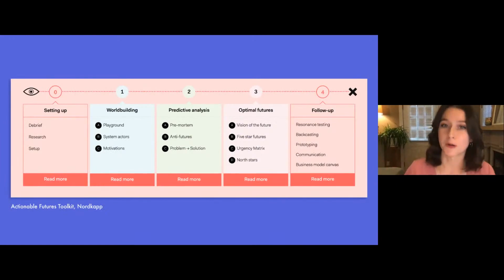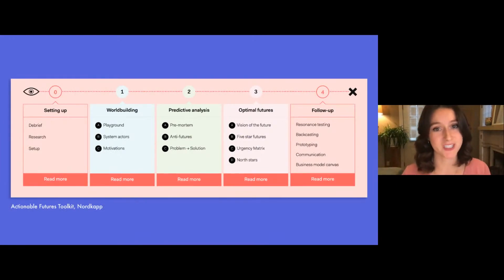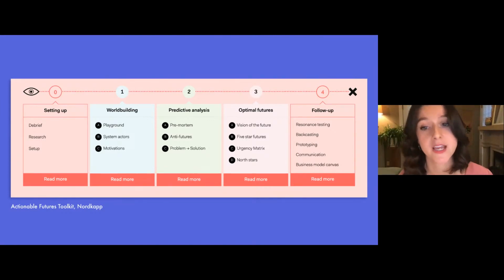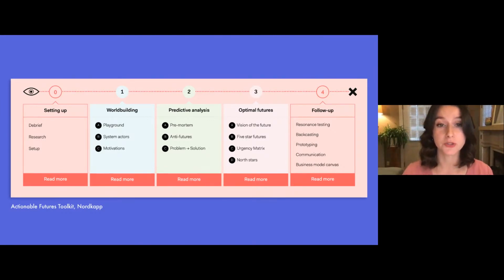So, want to run your own speculative design workshop on your team? There are a bunch of great toolkits out there. One of my personal favorites is this Actionable Futures Toolkit by the Nordcap Consulting Group. And they lay out a bunch of great exercises and guidelines to help groups and teams of various sizes. So give it a shot.